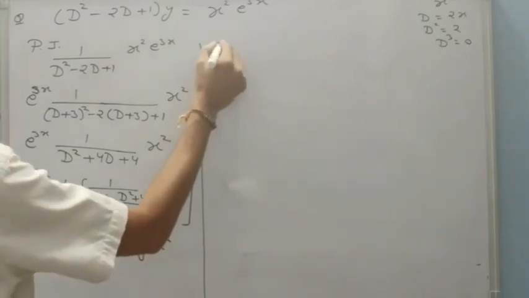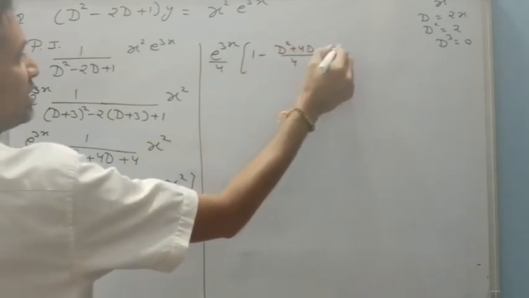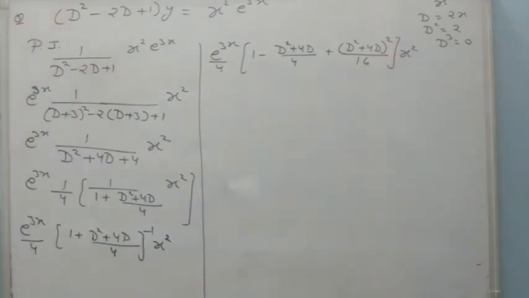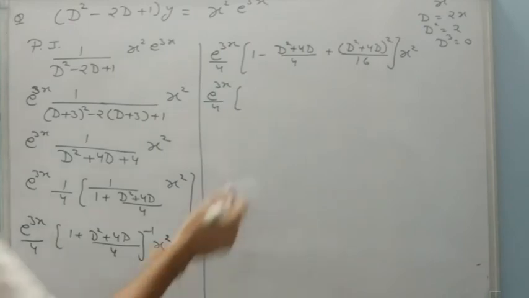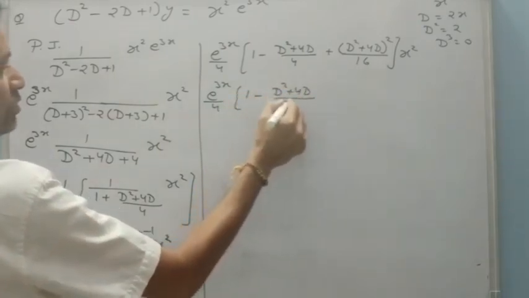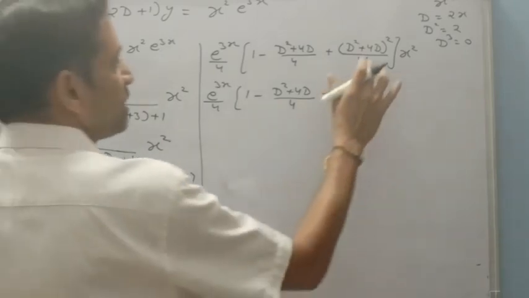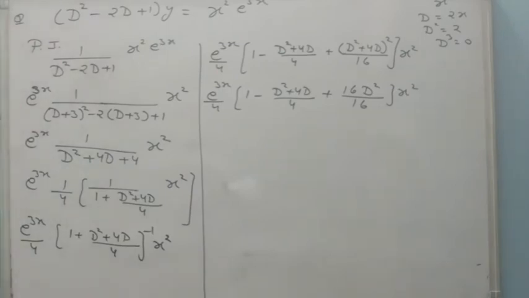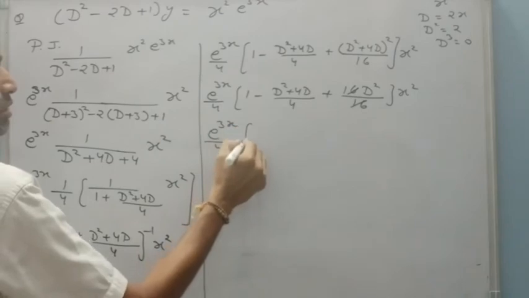To expand it, it is e to the power 3x by 4, 1 minus D square plus 4D by 4, plus D square plus 4D whole square upon 16, of x square. I will use the powers only up to the first, second and third derivative. That is 1 minus D square plus 4D by 4 as it is. Here I will not use the power 4 because it will become 0. Power 3 will also become 0. So there is only one term which gives power 2, that is 16 D square by 16 of x square. All the higher powers can be neglected. Here 16 cancels out. Now just multiply it.